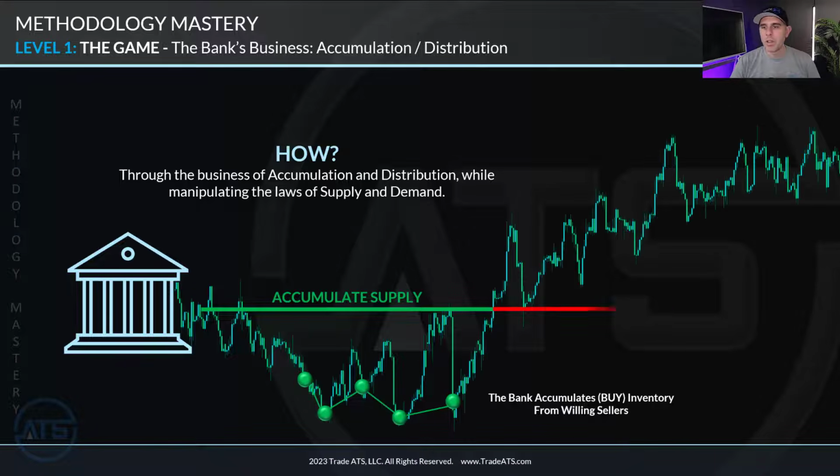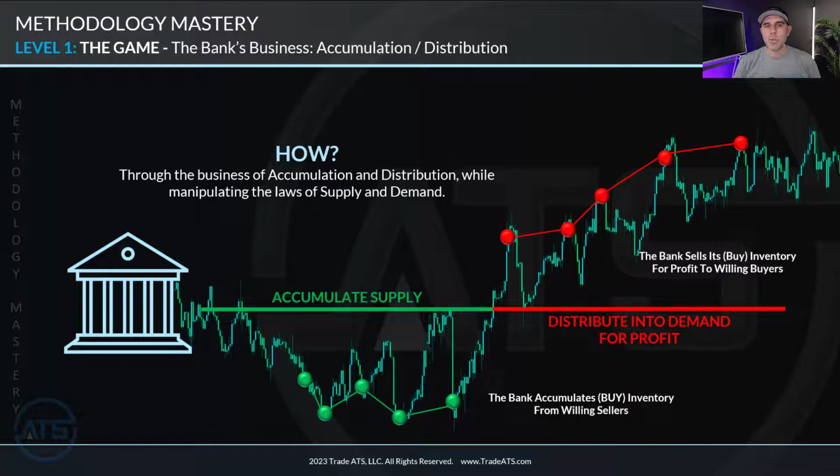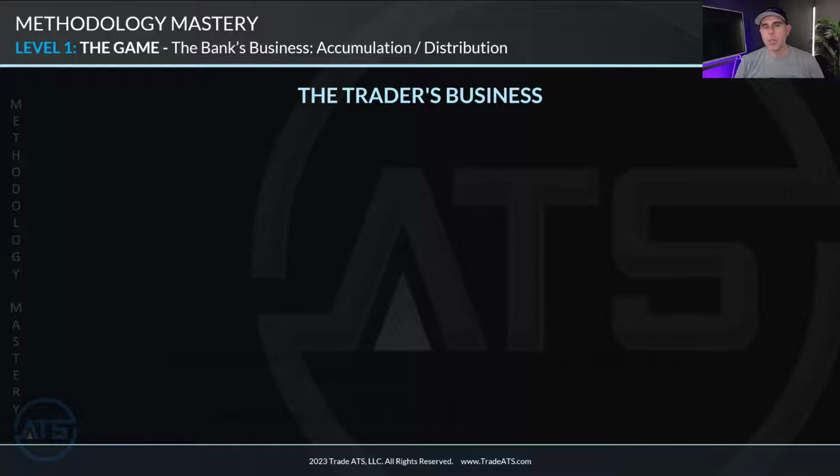Then what happens? The market moves up into the distribution phase. The red dots represent the distribution of that inventory for profit. What the bank bought earlier from willing sellers, they are now selling to willing buyers. And that is the key thing that I want you to understand here, is that there's always a willing buyer and a willing seller. You understanding which one of those to be at the right moment is key to your success. Even though this is not your business that you control, you do have a business within that greater business that you have to run effectively.